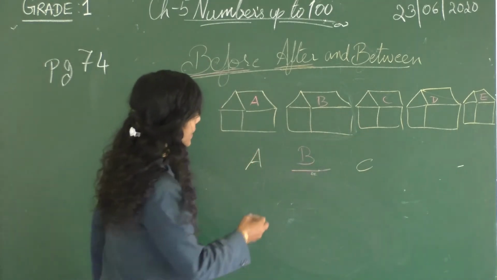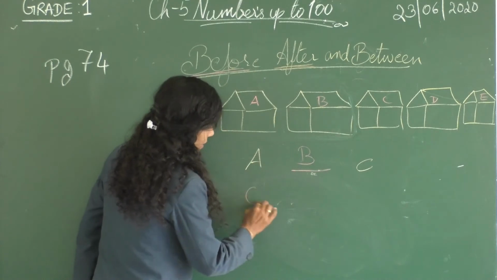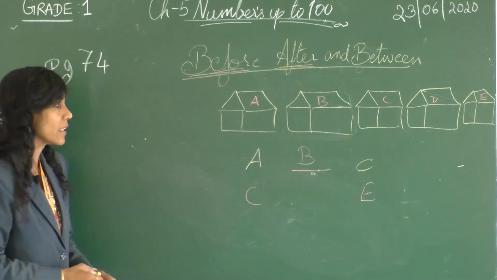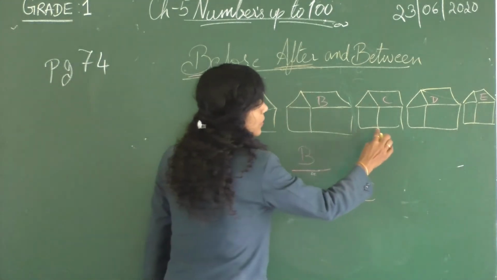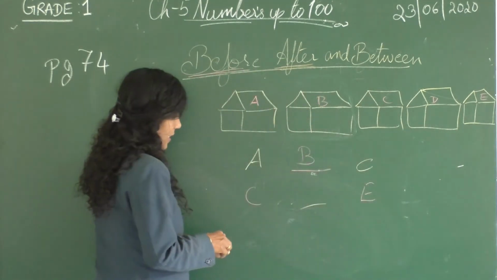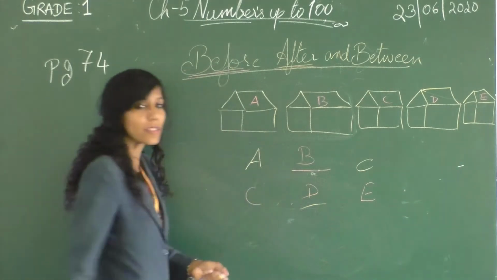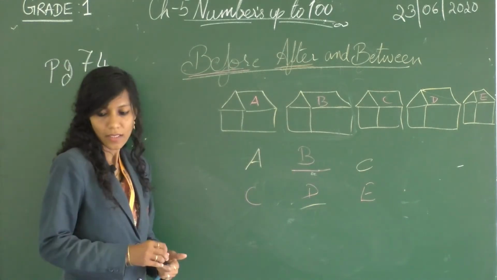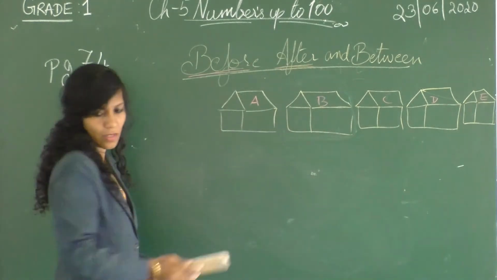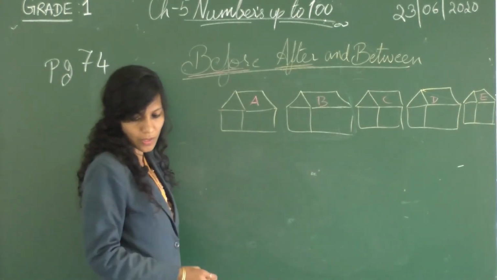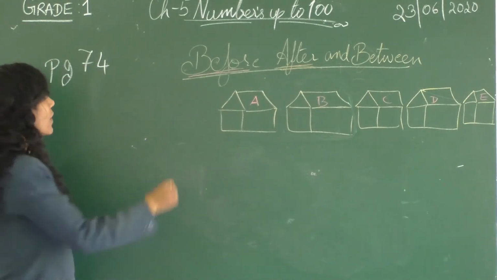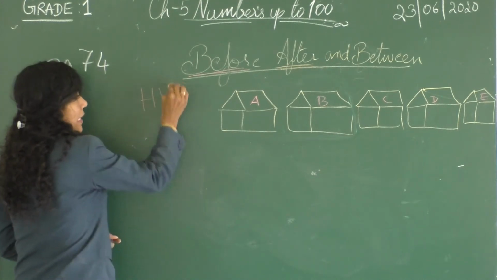Taking another example, C and E. Here the house between C and E is, yes, D. So we write here D. Answer is D. Now let us take a problem from your book, page number 74. This will be your homework.